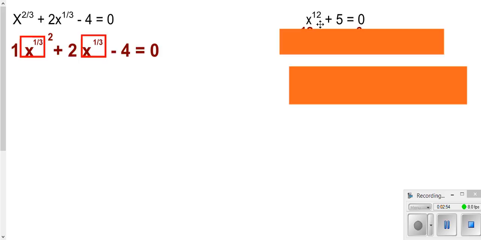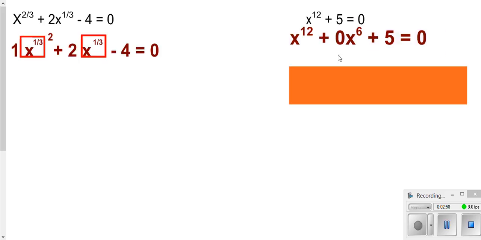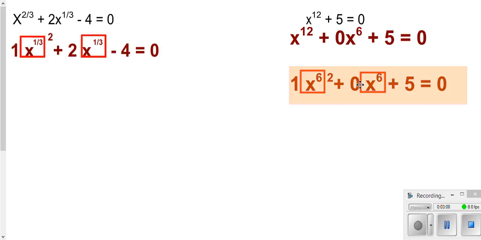This one over here, you might be saying it's not quadratic. Well, it really is quadratic because you could put in your missing term here, and now you have 3 terms, 2 of them with variables, and this exponent's double that one. So you could write it in the quadratic form.